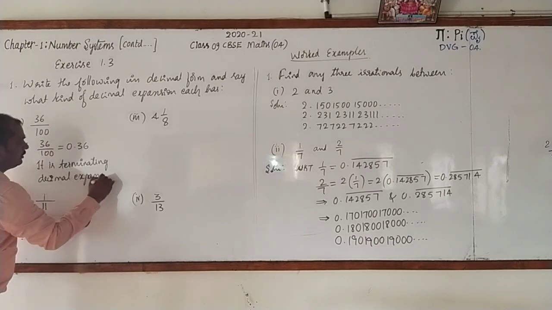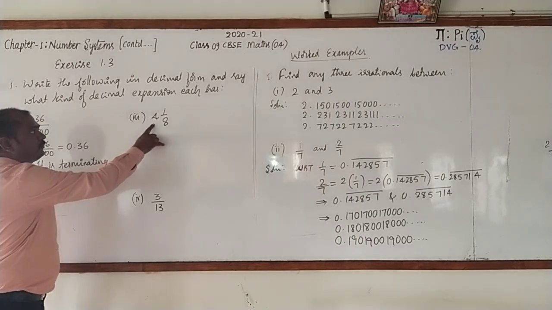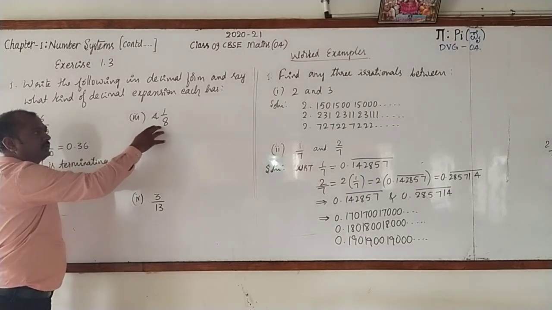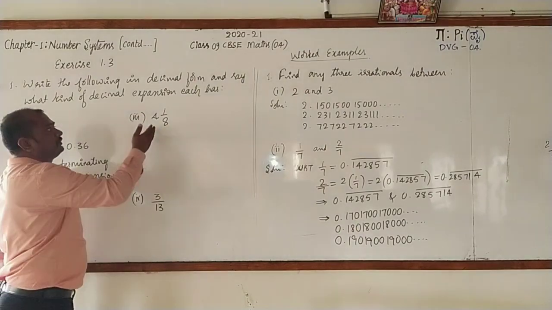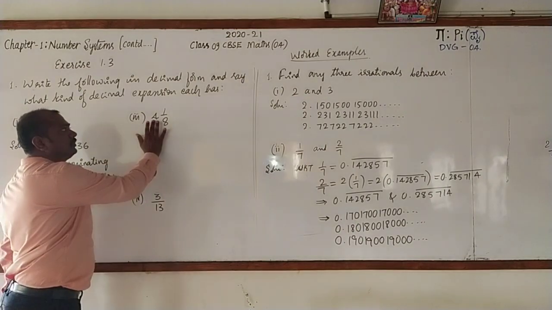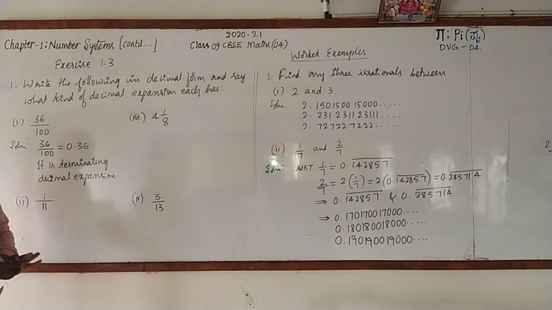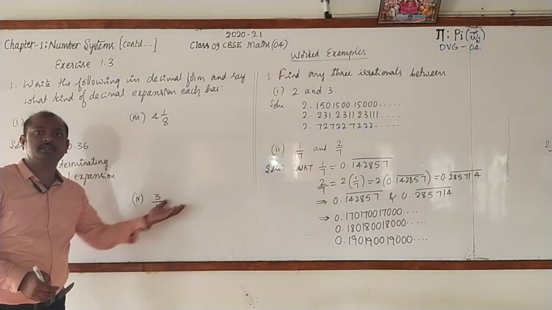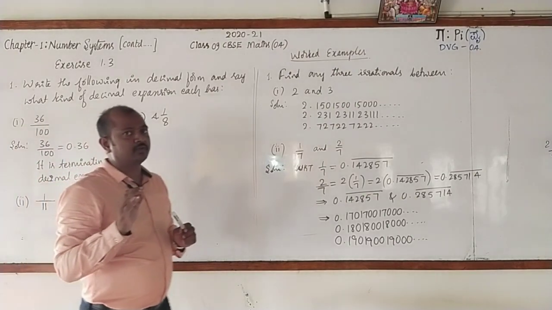And observe the remaining, 1 by 11 is there. Here 4 1 by 8. It is a mixed fraction. You can convert this into an improper fraction. Then you can go for solving. It is 4 plus 1 by 8. Then it is 3 by 13. You can go for dividing 3 by 13. You will get the value. So the first one I have shown how to do, and the remaining 3 you just try.